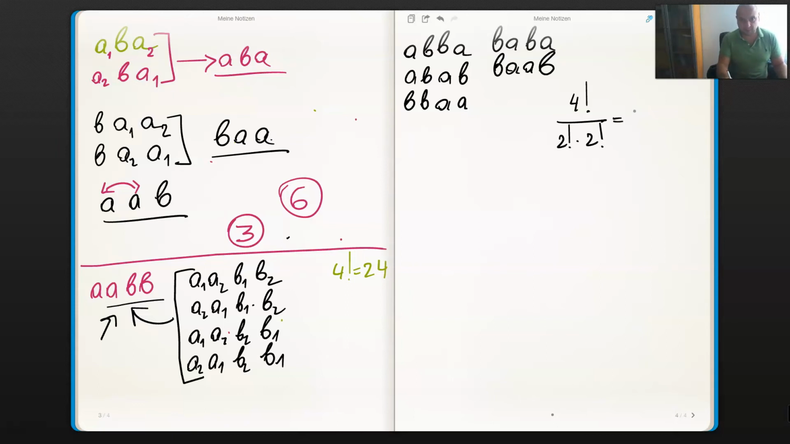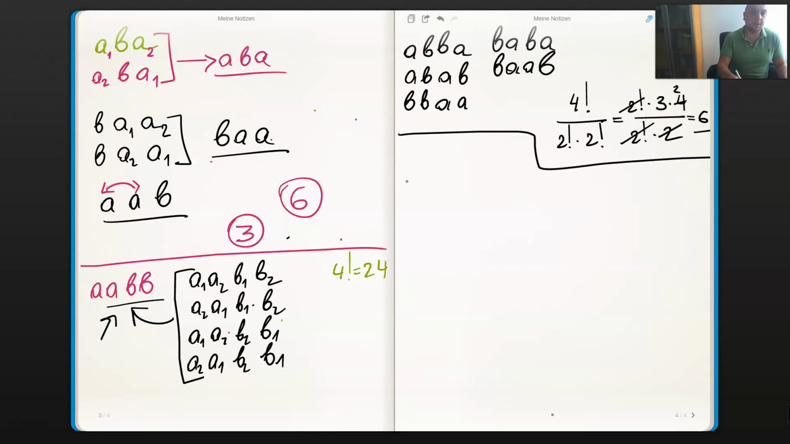And this is how we come up with it. 4 factorial is 1 times 2 times 3 times 4. Normally we write the highest factorial in the denominator, which in this case is not important because in both cases we have 2. 2 factorial is also 2, bam bam, and we are at 6. So there we go. All right, and now let's see one more example with triple A and double B, and now things should be more clear.